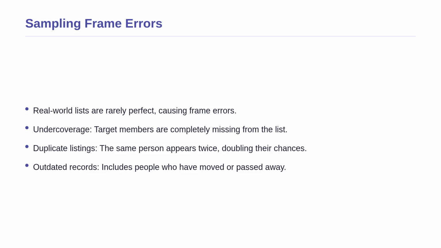Unfortunately, in the real world, perfect lists almost never exist. This leads to sampling frame errors, which can ruin our fairness before we even begin picking names. There are three main culprits to watch out for. First is undercoverage, where people are completely left off the list, like a phone book missing mobile users. Second is duplicate listings, where someone appears twice, unfairly doubling their chances of being picked. Finally, outdated records include people who have moved away or passed away. A broken frame guarantees a biased, untrustworthy sample, no matter how good your math is.